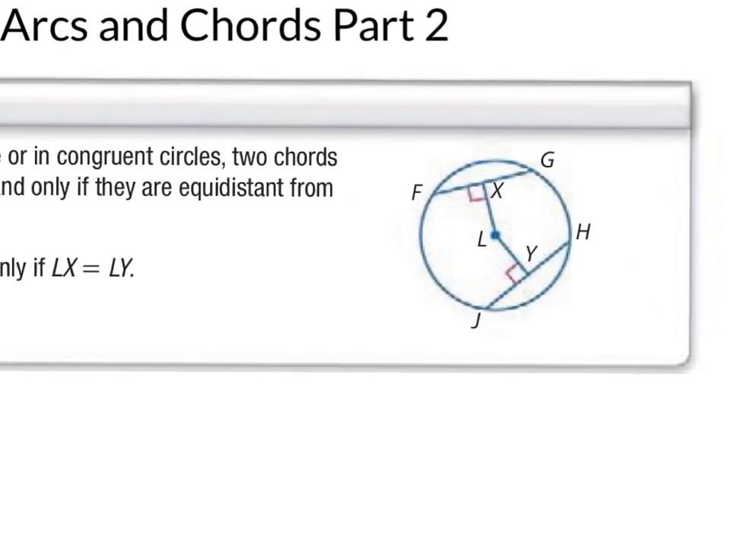So in this picture that we have here, look at this chord FG and look at the chord JH. Those two chords are congruent, they're the same length, if this distance here is the same as this distance here, because this is the center of the circle.